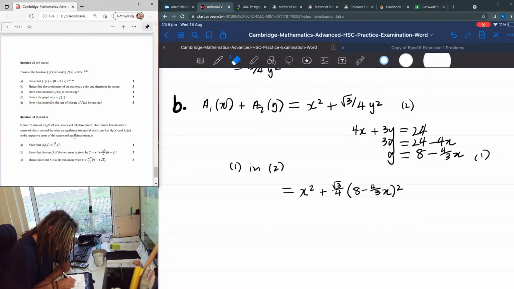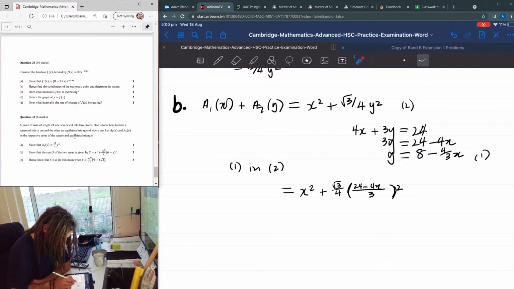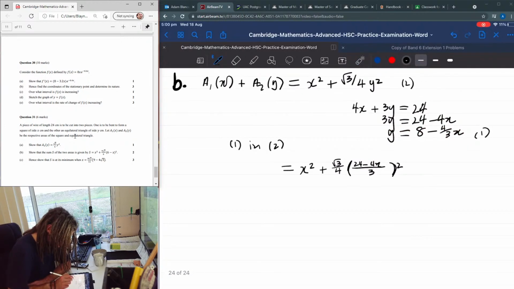Okay, I'm going to rewrite this as 24 minus 4x on 3. So you've got to try and think about what you have and what you're trying to get to. So I'm just going to do that over 3. So forget this line exists pretty much. Now if I do that, I can factorize the top line.